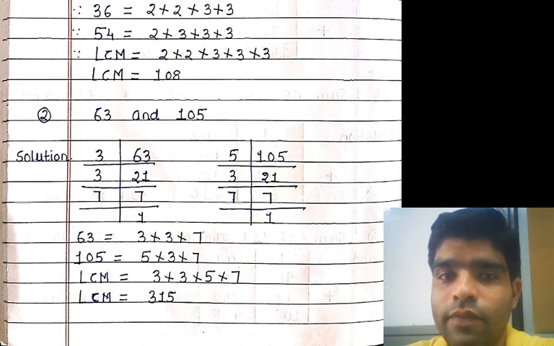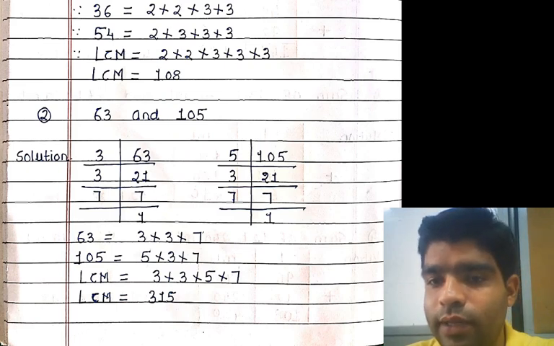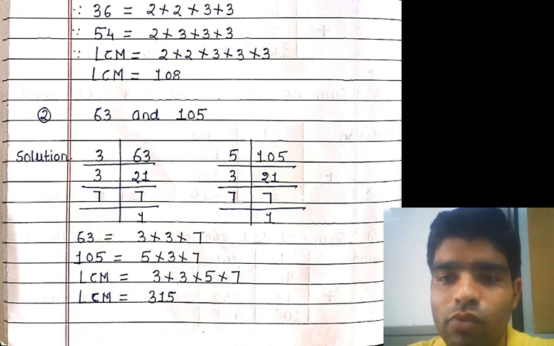Second example, find the LCM of 63 and 105. First of all, we have to write 63. Definitely 63 is divisible by 3, not by 2. And we have to use the prime factorization method. I already discussed how we can find prime numbers and composite numbers also.